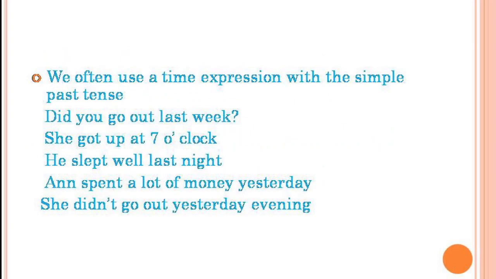We often use a time expression with the past tense, or we may not use a time expression, as in the sentence, the train was 10 minutes late. Time expression is not used, but time expression can be used as in these sentences. Did you go out last week? She got up at 7 o'clock. He slept well last night and spent a lot of money yesterday. She didn't go out yesterday evening.